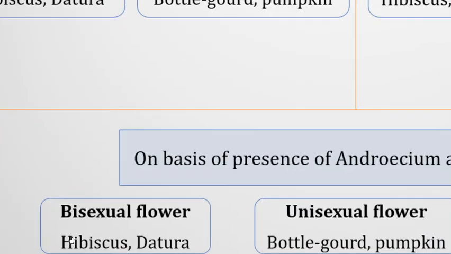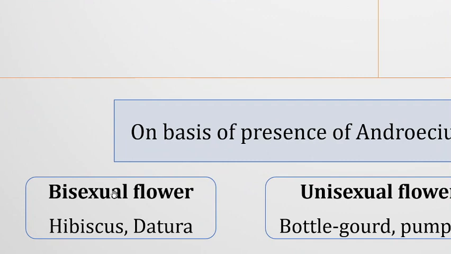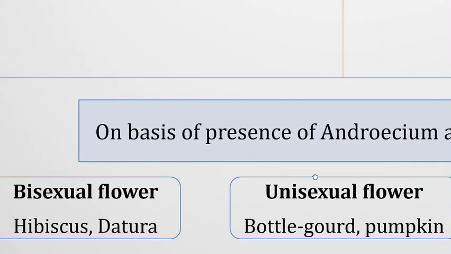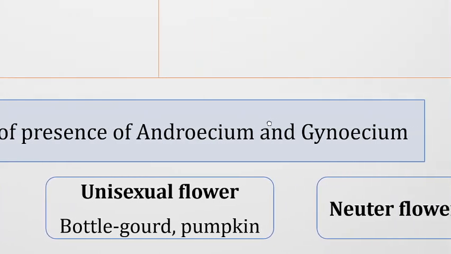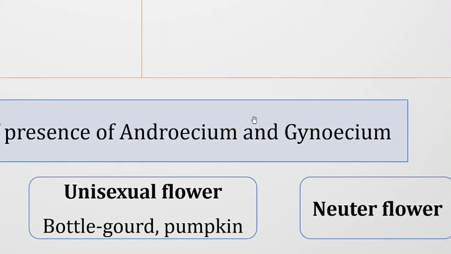Some flowers are called bisexual flowers, which contain both androecium and gynoecium. Some flowers are unisexual, containing either the male part or the female part, and some flowers are called neuter flowers. That means these flowers don't contain either male or female parts.